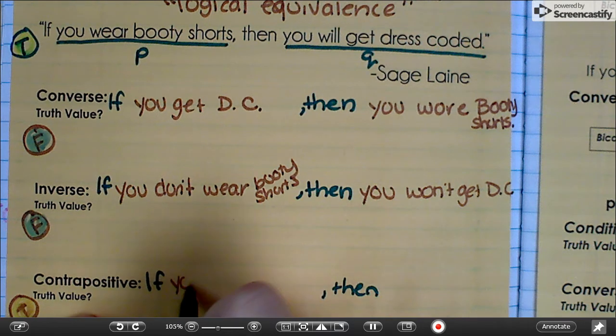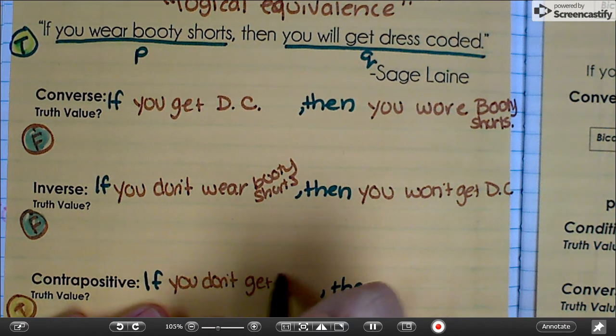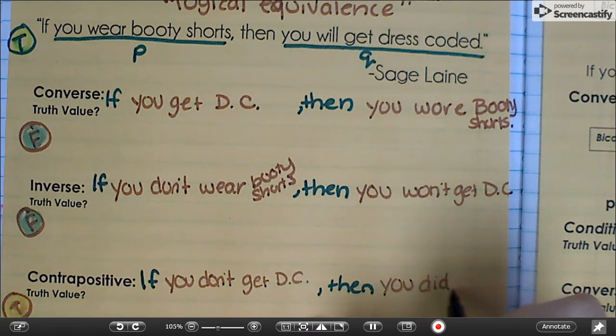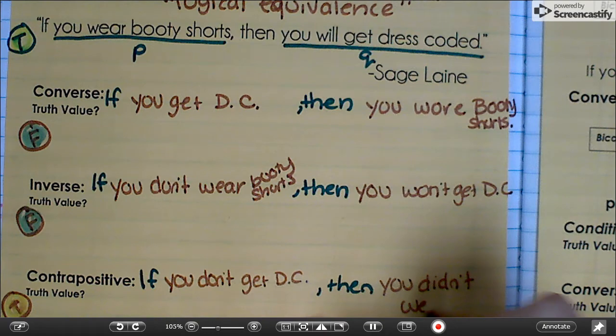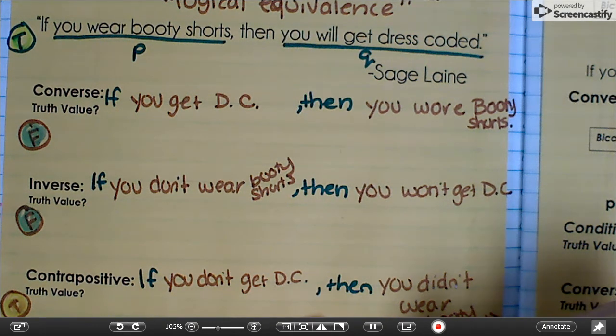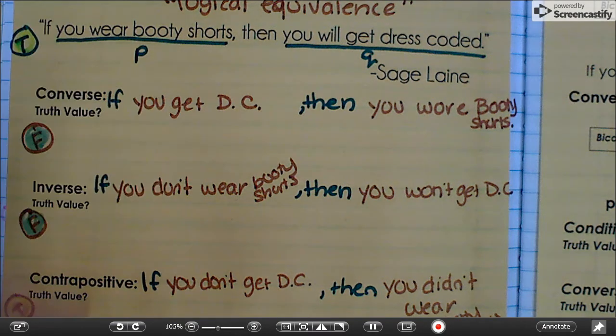If you don't get dress coded, then you didn't wear booty shorts. All right, hopefully that is a good, thorough example of how it works, and you will be practicing that on your own. So you don't need 1,000 examples, just really one to compare with what you're doing.